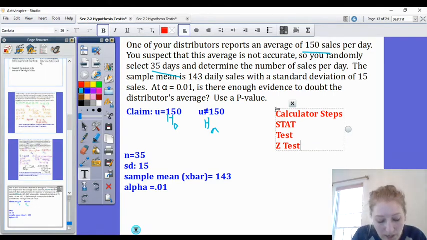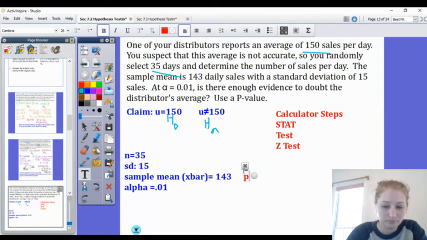So you're going to see a mu naught, and that's going to be the 150. Your standard deviation is 15. X bar is 143. Your n is equal to 35. Then you'll notice the next thing is mu, and you're going to pick the alternative hypothesis. In this case, it's the first one, not equal to mu naught. Then you just hit calculate, and it pops up with the probability, which in this case is 0.0058.